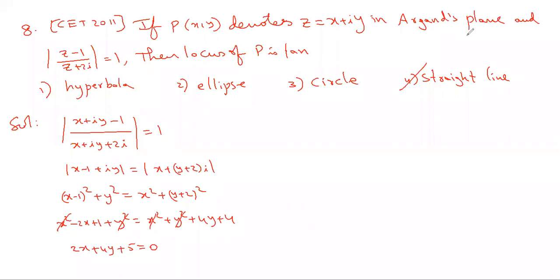So whenever they ask the locus of the point, that means P is a point satisfying this condition. So there won't be one single point. Of course, sometimes one point also. There will be some set of points satisfying this condition. If you join all the points that satisfy this condition, a geometrical figure will be formed.